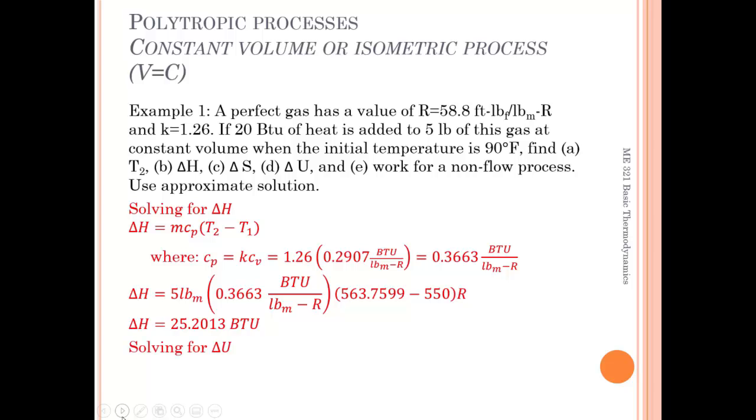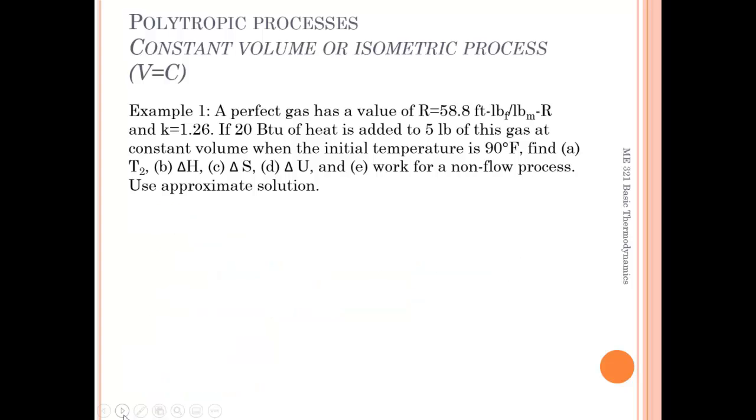Next, we will solve for the change in internal energy. The approximate change in internal energy can be computed using this formula. However, if you remember, this is also the formula for the heat transferred during an isometric process. So, by equating delta U to Q, we will get 20 BTU for the change in internal energy.